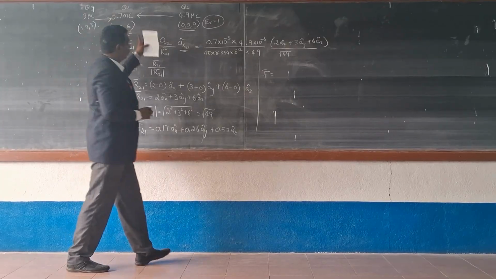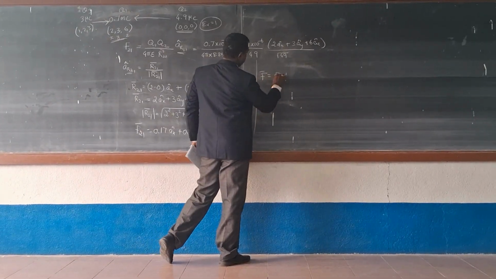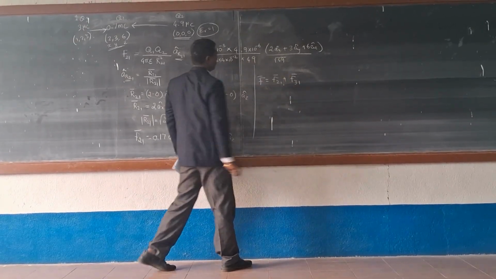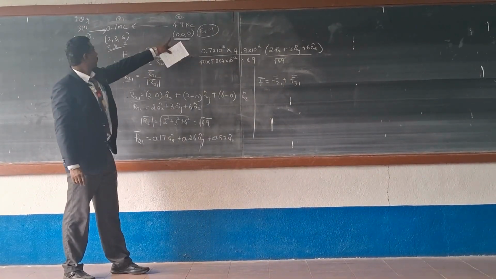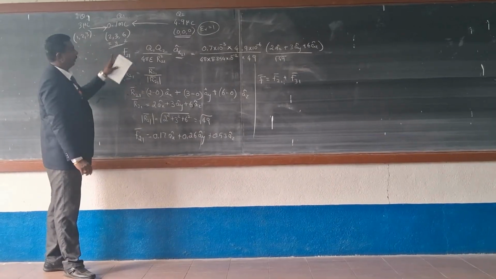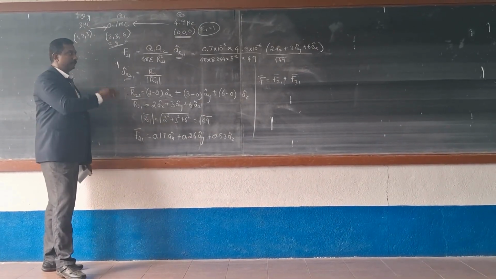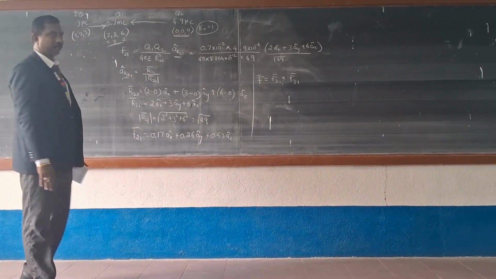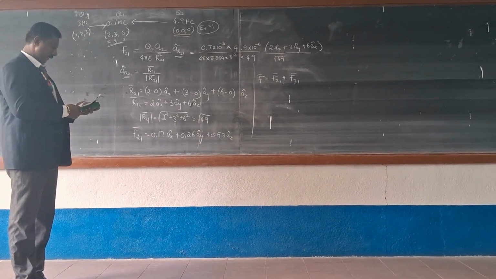One is from 2 to 1, and another is from 3 to 1. From 2 to 1 we have already found it. Similarly, we have to find it for 3 to 1 and add up all these forces to form the final force. Okay. Hope you have understood this problem. We will go for the next thing.